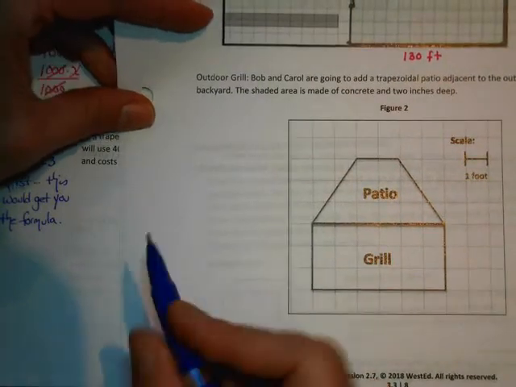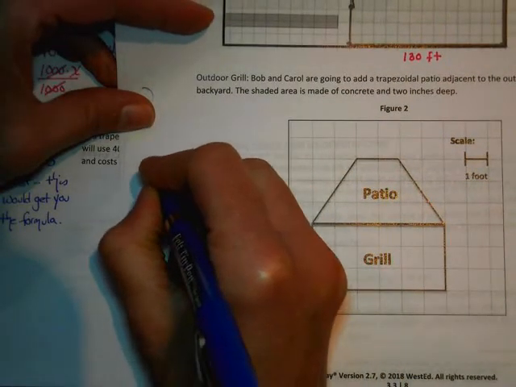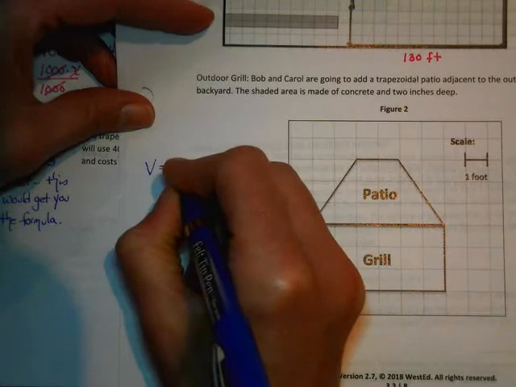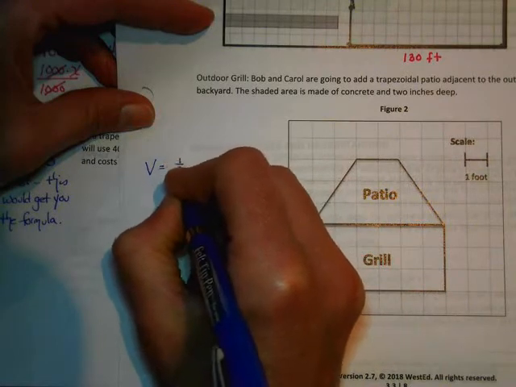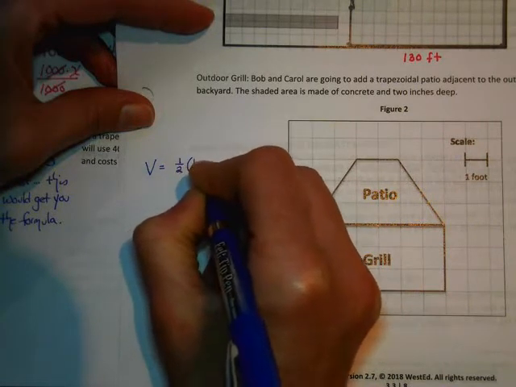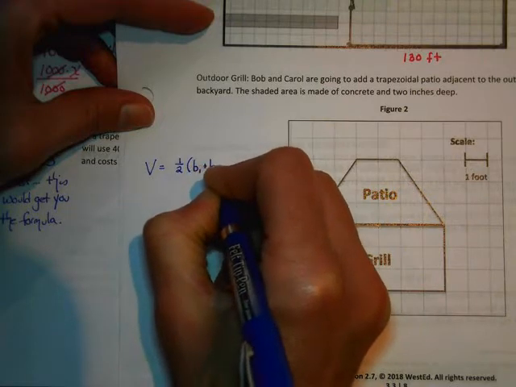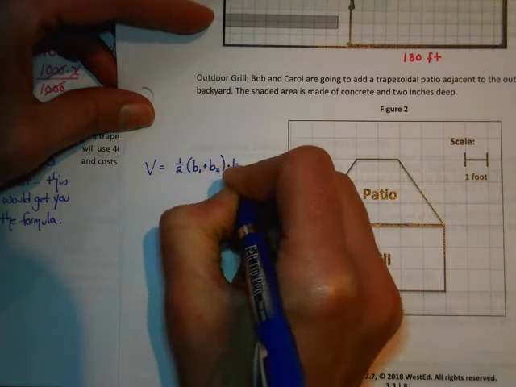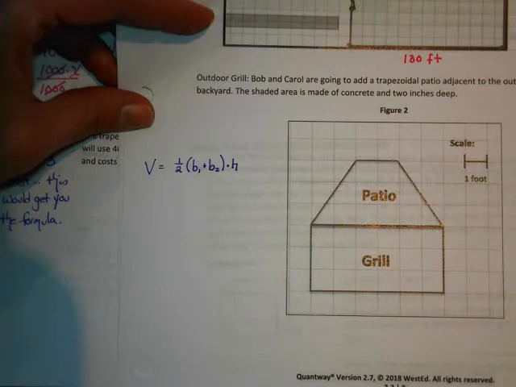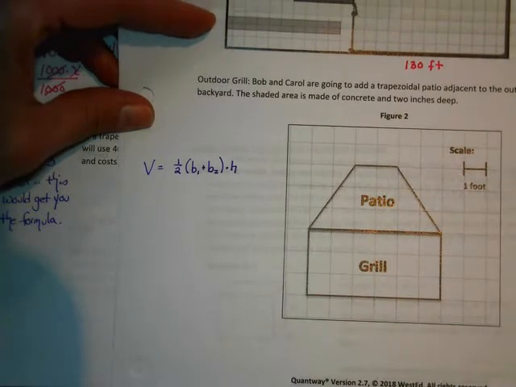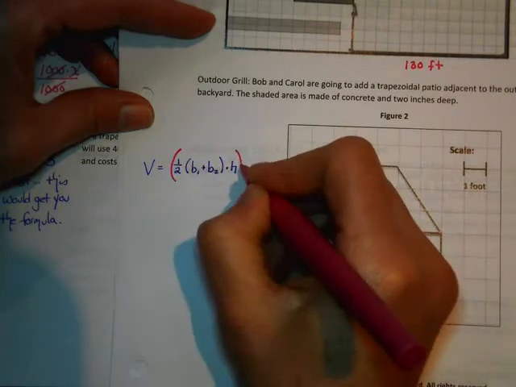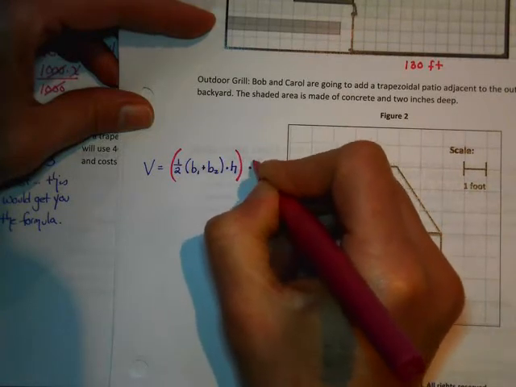Okay, so I'm going to write the formula right here. So volume, like I said before, is going to be area. So here's the area of a trapezoid. And then we're going to take this and multiply it by the thickness, which I'm going to call T. This means thickness.